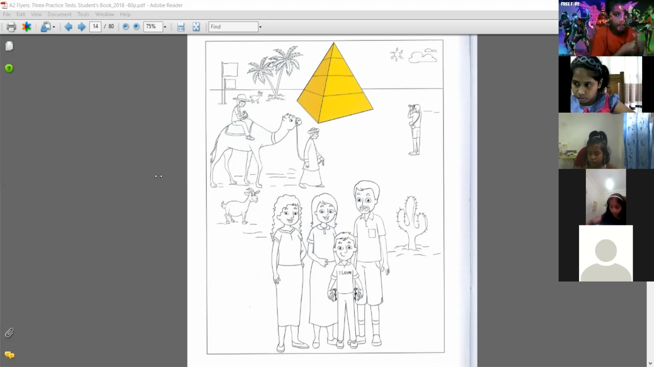Can I write something else? No, let's do some more coloring now. There's a man on a camel. Yes, I can see him. Can you color his hat pink? Okay, that's easy.